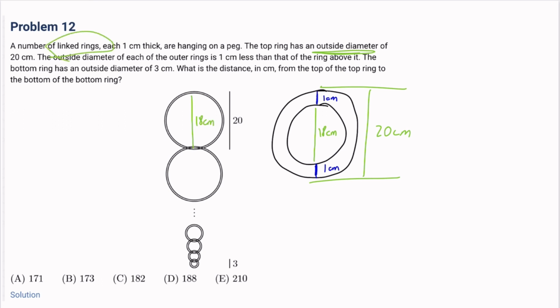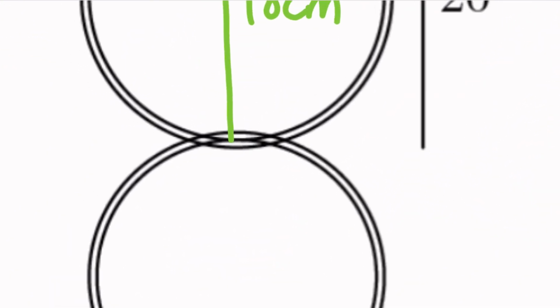Since the rings are linked and they're hanging on a peg, if you look closer, yeah, it's kind of blurry, but this much and this much, they are overlapping, right? So they are going to overlap when you count the outside diameter, right? Because the outside diameter ranges all the way from here up to there, and then from here down, right? So it's going to be overlapping, right?